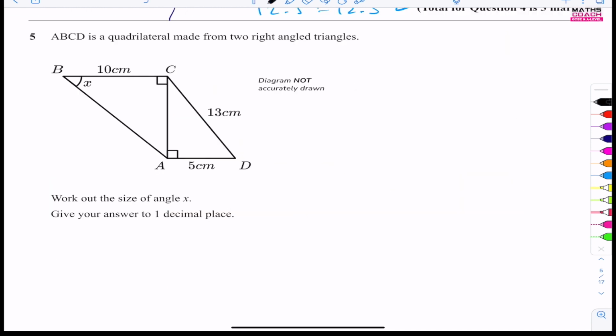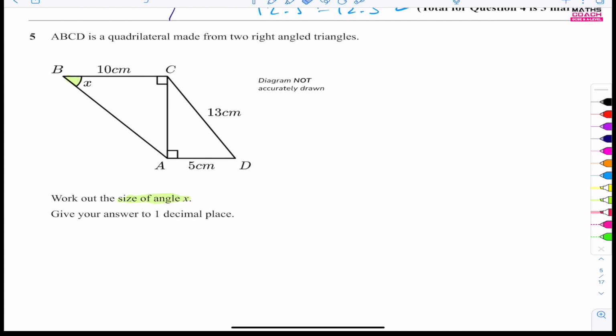Question number 5. ABCD is a quadrilateral made from 2 right-angle triangles. Work out the size of angle X. Let's highlight that. So that's what we find. Give your answer to 1 decimal place. Right, so angle X is up here. Let's just also highlight that. That's what we want to find.